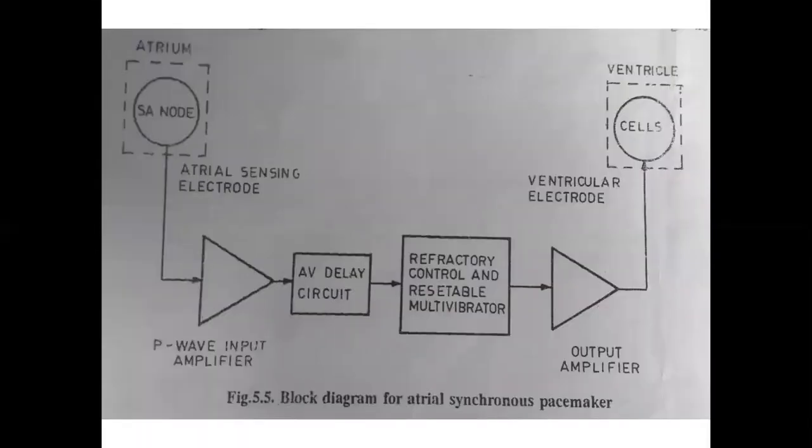And the next one is the atrial synchronous pacemaker. In this atrial synchronous pacemaker, we have two electrodes. One is at the sinoatrial node, the atrial sensing electrode. The other one is at the ventricles.